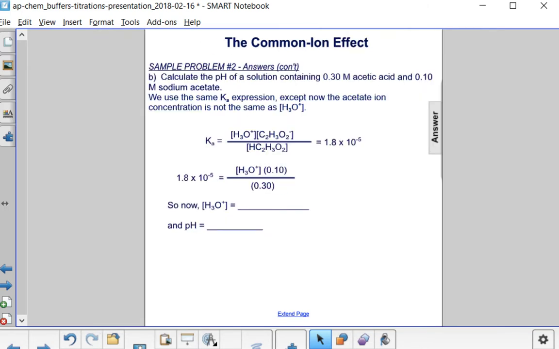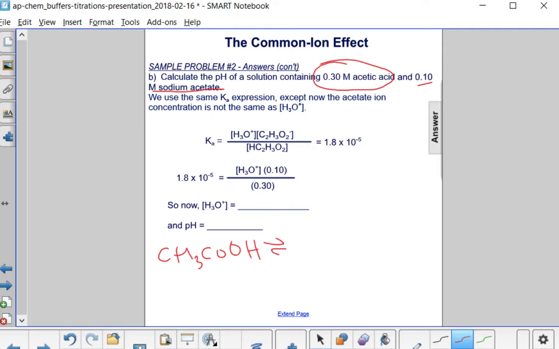All right, let's work through part B of sample problem 2. Just as a reminder now, we're finding the pH of a solution that has not only acetic acid, but also a concentration of sodium acetate. So we're going to start with this same equation, CH3COOH, H plus or H3O plus, and acetate. And our ice table.